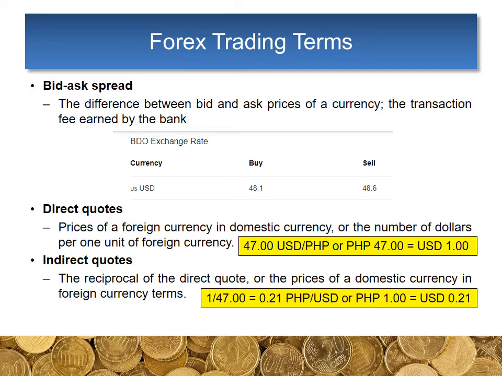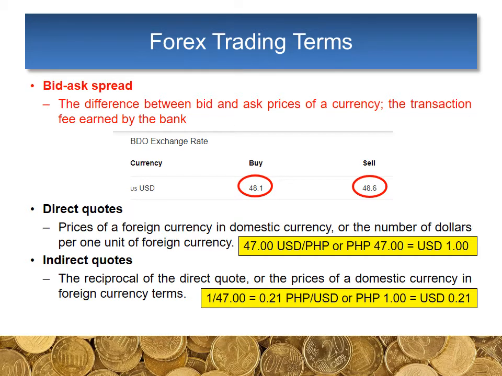An American traveling to the Philippines will wish to convert dollars to pesos. He purchases pesos at the bid or buying price posted in banks. This is the price at which foreign currency is bought. When Filipinos wish to convert pesos to US dollars, the asking or selling price of the US currency will be posted in banks. This is the price of the US dollar. The difference between bid and ask prices for a currency is the bid-ask spread. It represents the transaction fee earned by the bank.